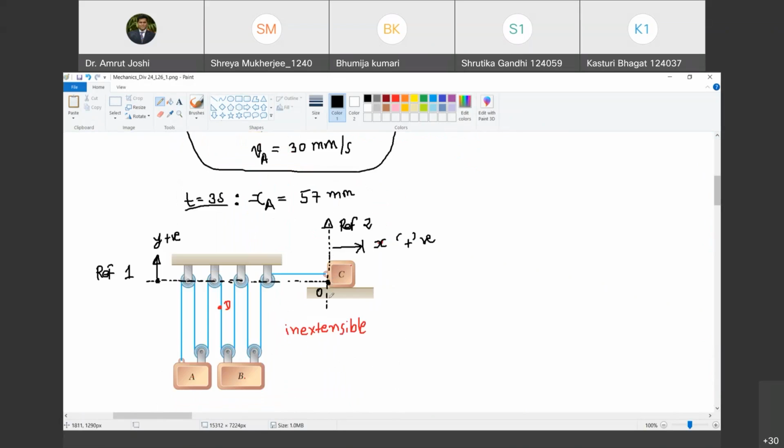Because we have chosen this as reference line 2. Happy? Yes, sir. Okay. So what is XA? XA is the distance of this face of block C with reference to this reference line 2.